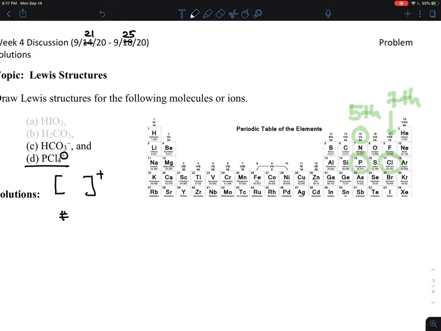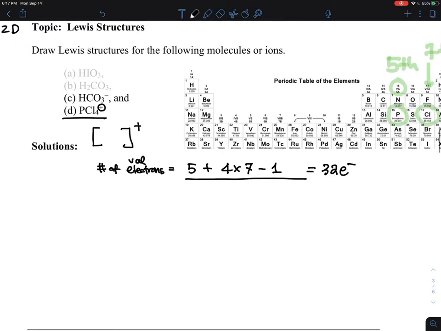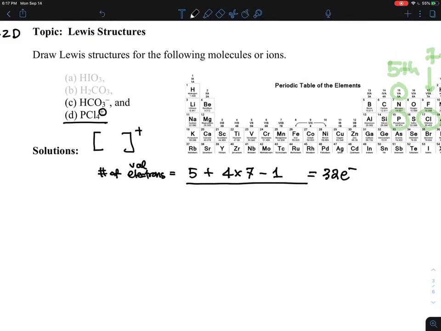Therefore, the number of valence electrons: phosphorus is 5, and for chlorine there are 4 of them, and each has 7 valence shell electrons. And then you have one last thing to consider, which is the positive charge. So you need one less electron for this molecular species. That will make it 32 electrons. So you have 32 electrons, and now you're looking at the symmetry.